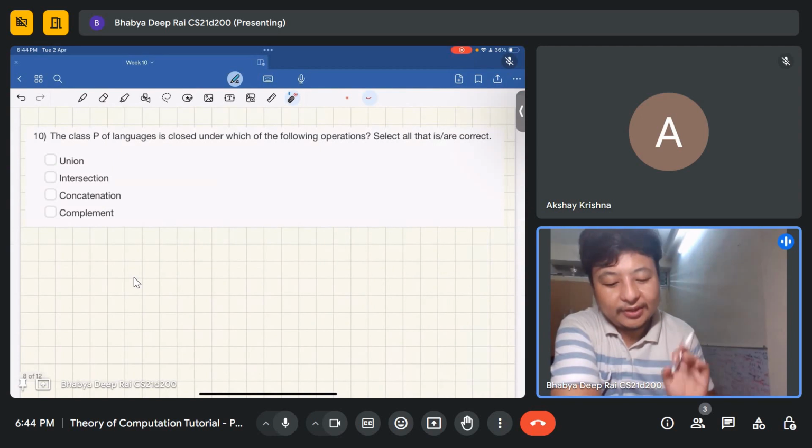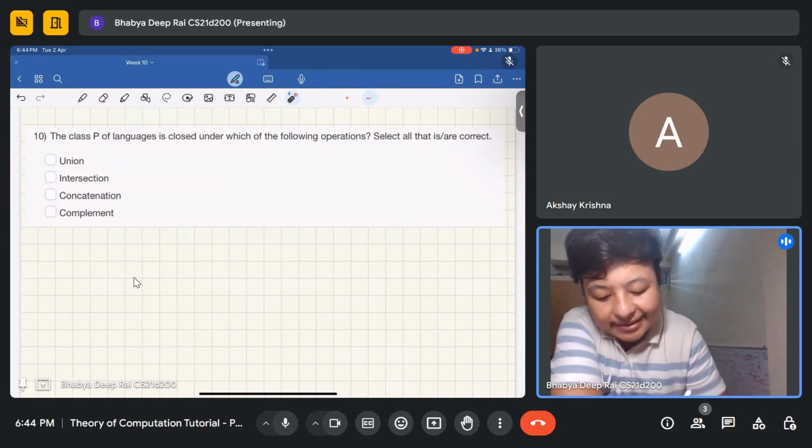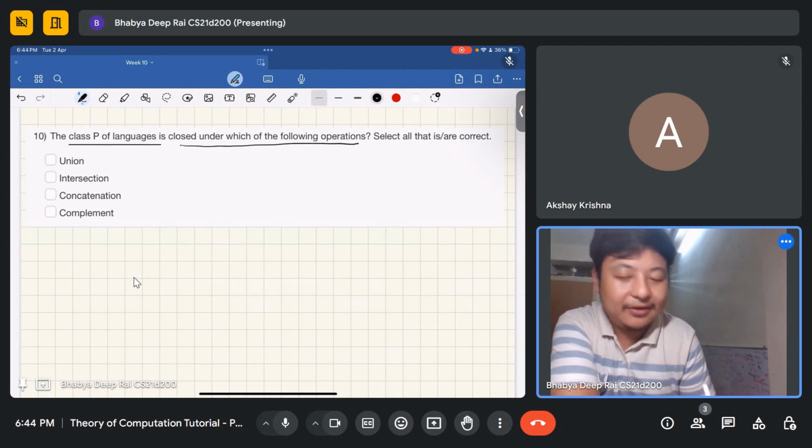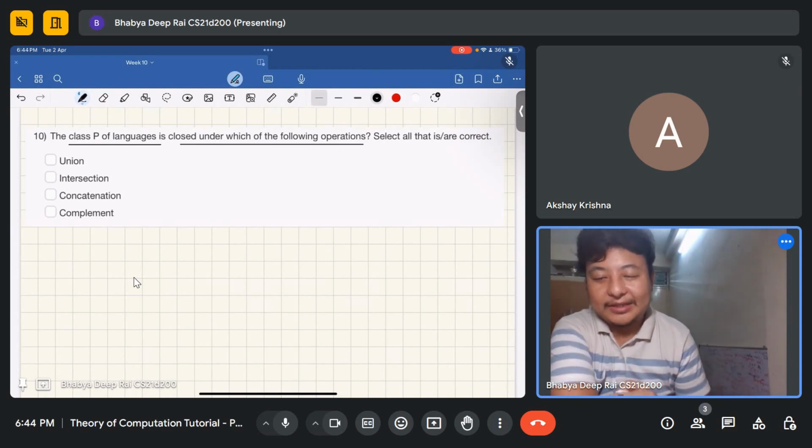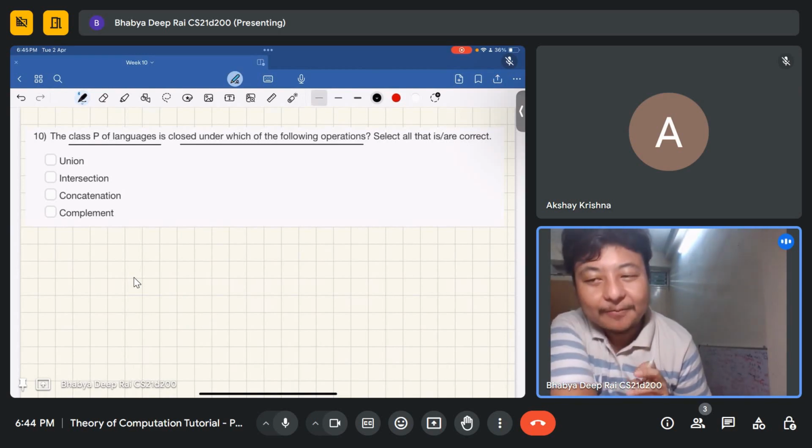Right. So here's another question. This is the last question from the assignment. The class P of languages is closed under which of the following operations? Select all that are correct. Now this is quite simple actually.